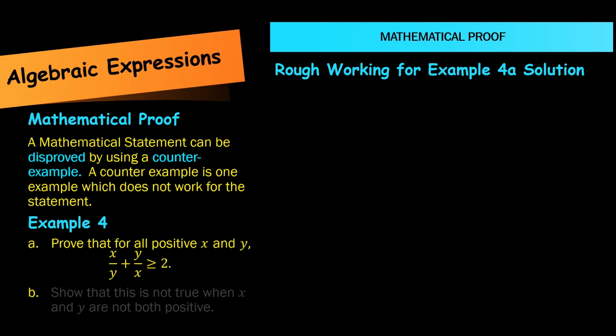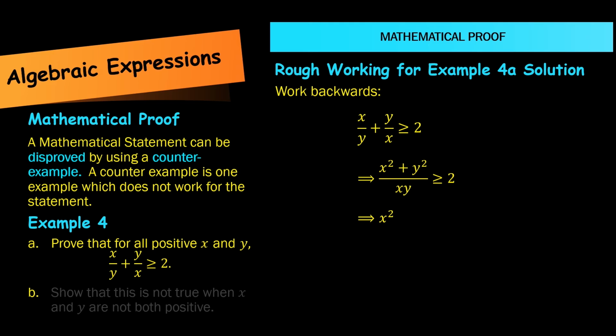So let's solve this. We're going to begin by doing some rough working for example 4a. Let's work backwards. Here's the statement. It implies, if we have xy as a common denominator, that x squared plus y squared all over xy is greater than or equal to 2. And finally, when we rearrange, we obtain (x minus y) all squared is greater than or equal to 0. Now clearly we know that (x minus y) all squared is greater than or equal to 0. So we can use that as a starting point for our formal proof.